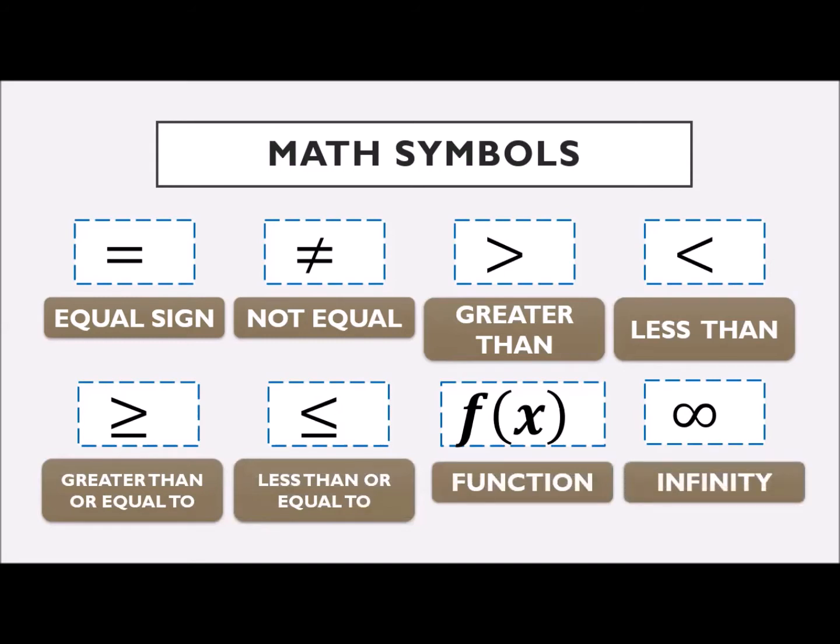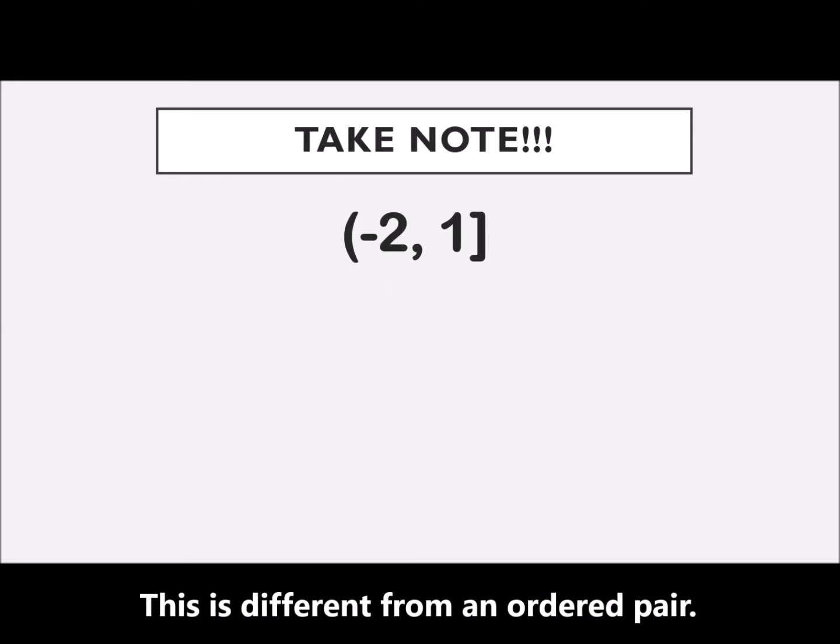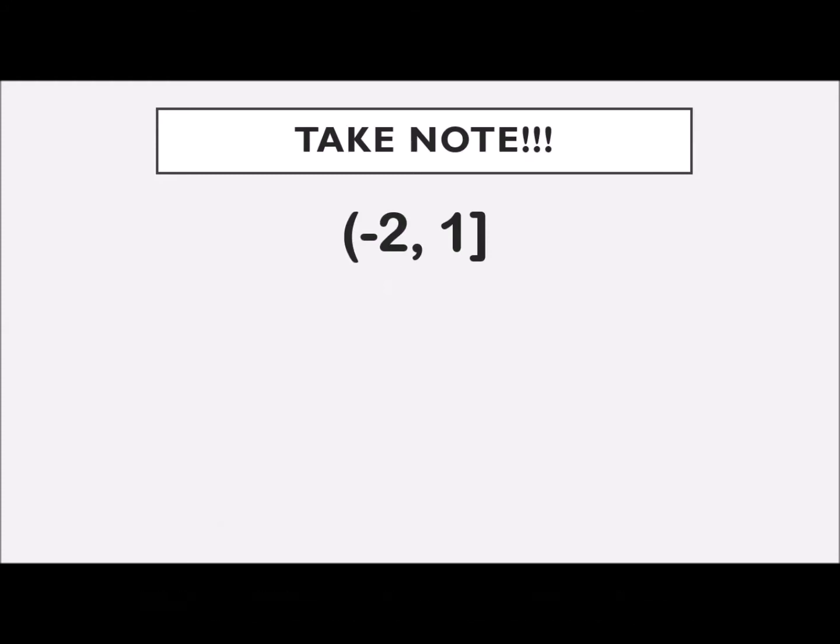So, among these math symbols, ang karaniwang magagamit natin dyan is yung mga greater than and less than or equal to. Ganun din po ang infinity symbol. Okay? So, I want you to remember this part. We have this (-2, 1]. And the very first observation, ang mababasa natin dyan is -2, 1. But look at the symbols that I've used. We have here the parenthesis on the left side and we have the bracket on the right side.